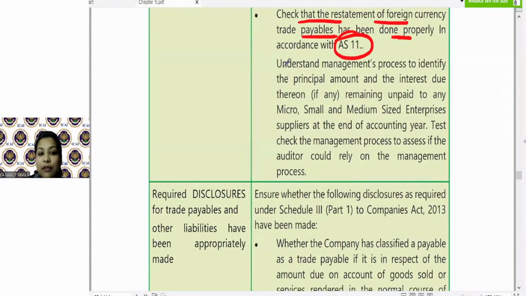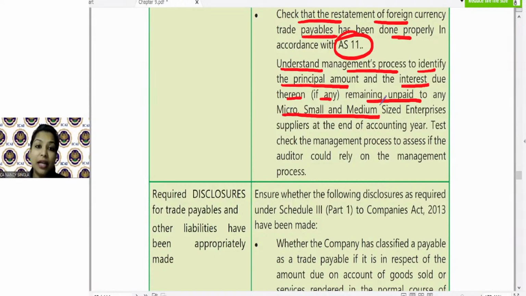Auditor will what? He will understand the management's process to identify the principal amount and interest due thereon, if any, remaining unpaid to MSME. That is, if any payment is not made within 45 days of accepting the goods, अगर 45 days तक पे नहीं किया है ना आपने, तो उसके बाद आपको इंटरेस्ट पे करना पड़ता है. ठीक है, तो check the management process to assess if the auditor could rely on the management process.